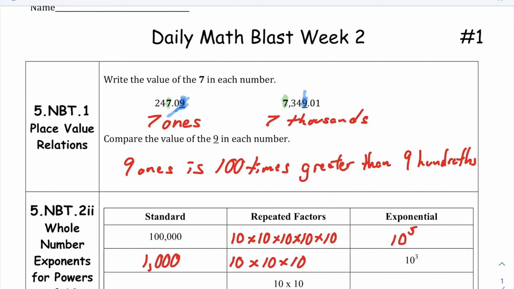Now in the last one, I have the repeated factors, and I'm being asked to turn it into exponential form and standard form. So first, I'm going to turn this into exponential form. So I have 10 is what I'm multiplying by, and I have 2 tens, so 10 to the 2nd power. Now, to turn it into standard form, I have 10 times 10. Well, if I have 10 and I multiply by 10, that's going to be 1 shift, and so that's going to be 100.